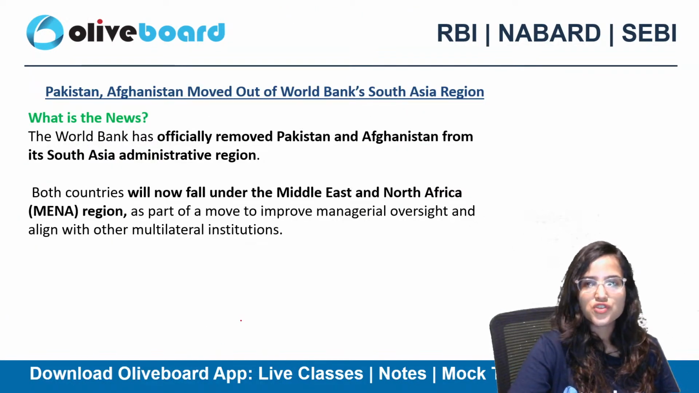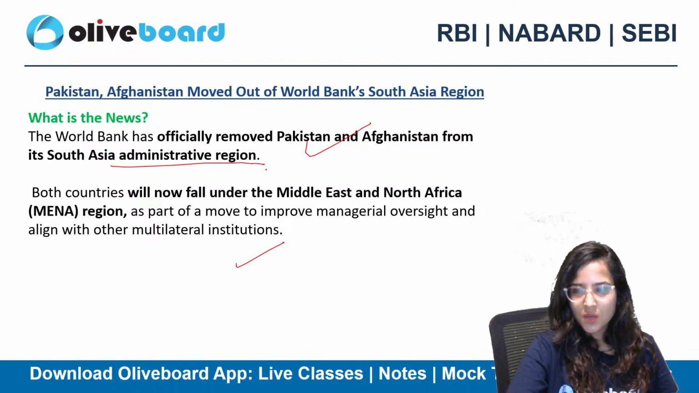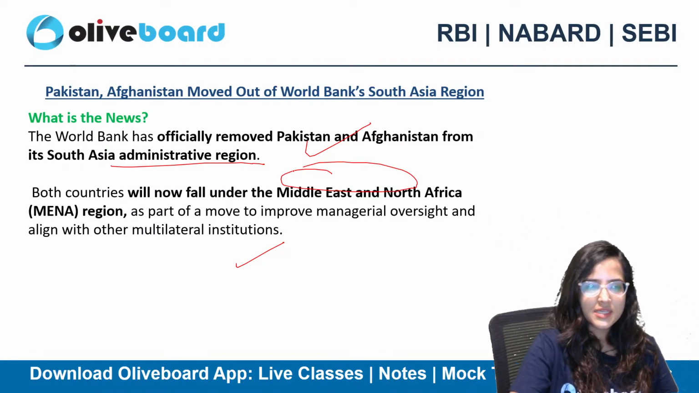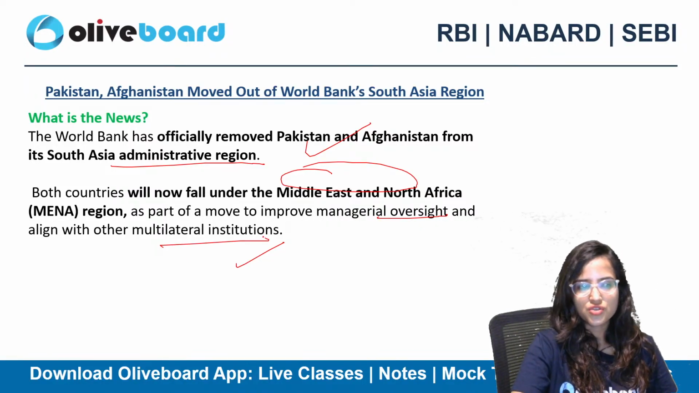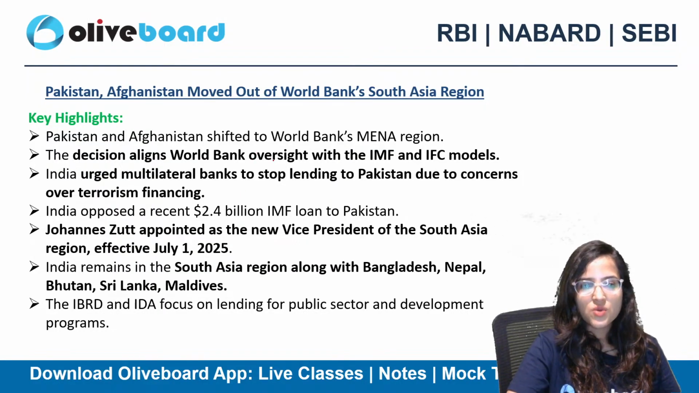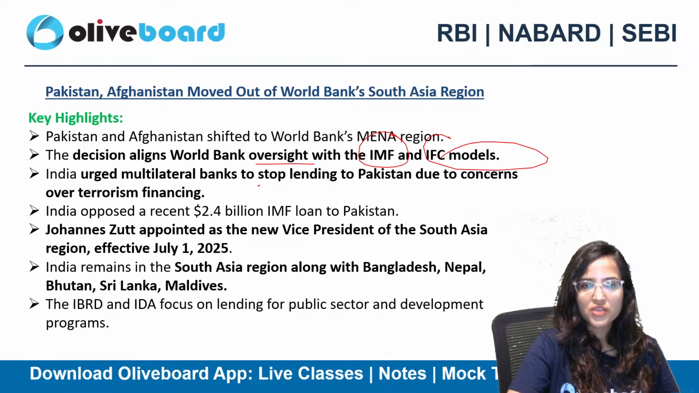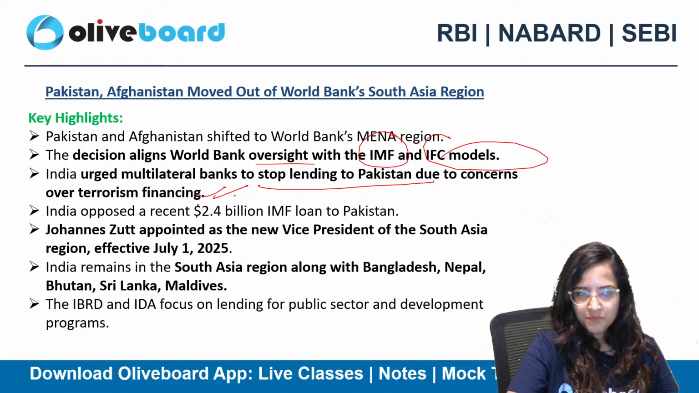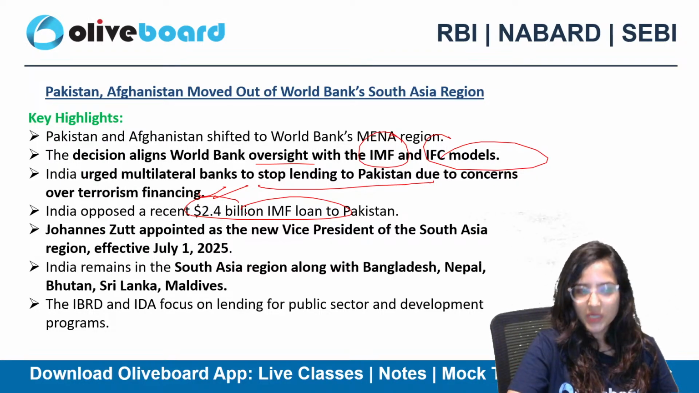So the World Bank has officially removed Pakistan and Afghanistan from the South Asia Administrative Region. Both countries will now fall under the Middle East and Africa region. This is for managerial oversight and to align with other multilateral institutions, and that is why the World Bank has done so. This decision aligns World Bank oversight with IMF and IFC models. India urged multilateral banks to stop lending to Pakistan due to concerns over terrorist financing. Okay, and India also opposed the IMF loan which was given to Pakistan recently, 2.4 billion.